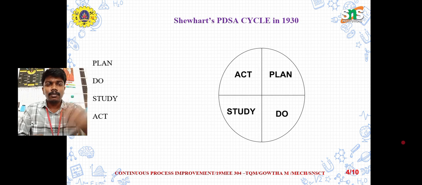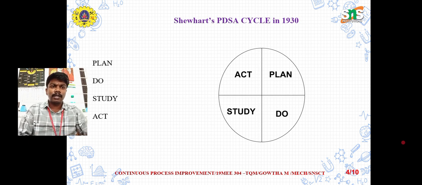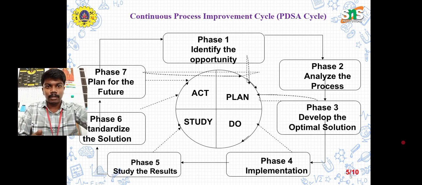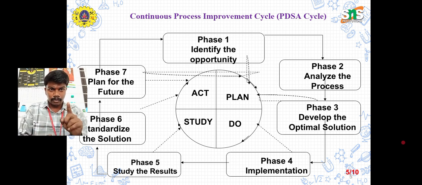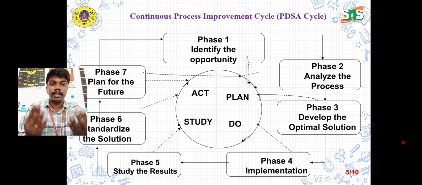Okay. Next, the PDSA method. In 1930 they introduced plan, do, study and act. So here it comes under the overall segregation of the PDSA cycle. Phase one, we should identify the opportunity. Next, phase two, we move to analyze the process. Then phase three, we move on to develop the required solution, which is mentioned here as the optimal solution. Then phase four is the implementation.